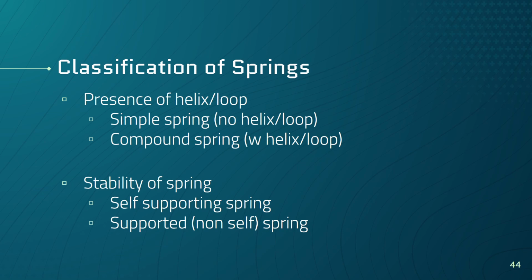Now, how can we classify springs? Now, we can classify springs simply by whether there is a presence of a helix or loop. In a simple spring, there's no helix, no loops, whereas in a compound spring, there may be helix or loops incorporated in the spring. Now, we can classify according to the stability of the spring. We have two types. One is the self-supporting spring and the other is the supported or non-self-supporting spring.